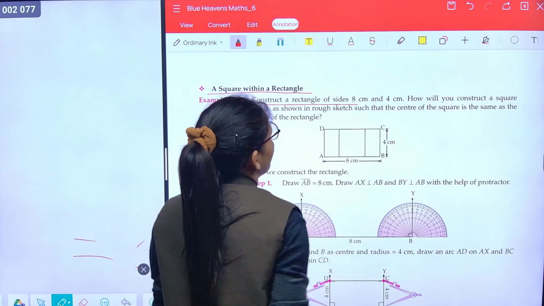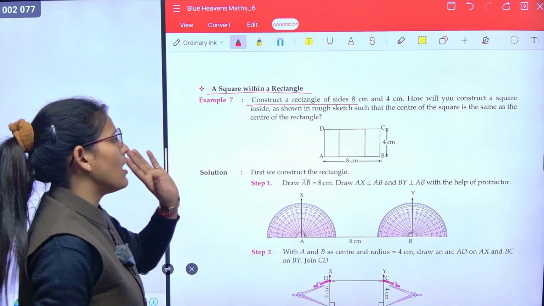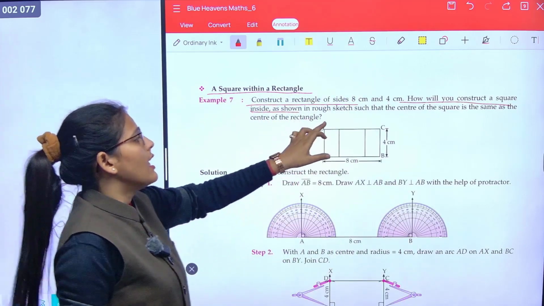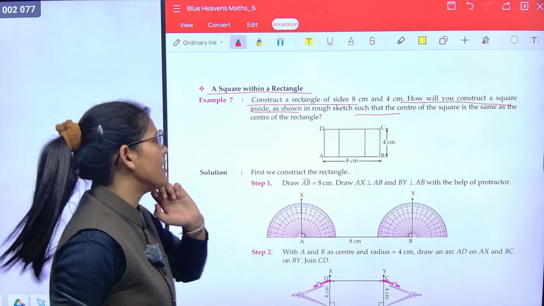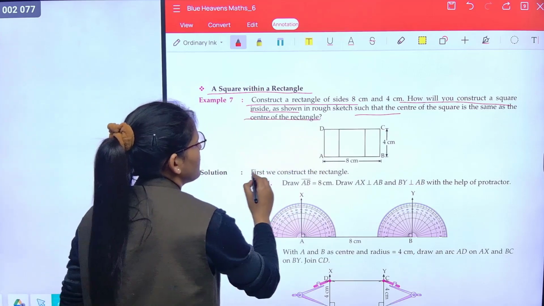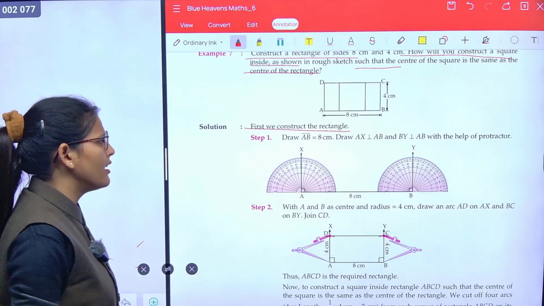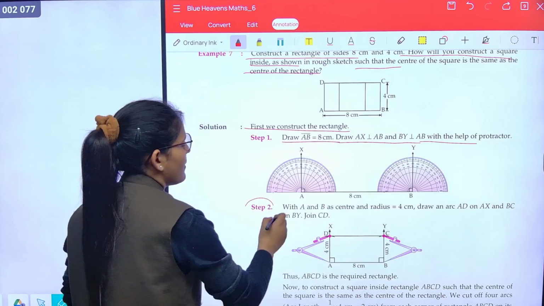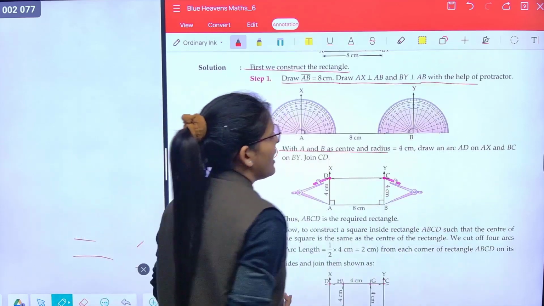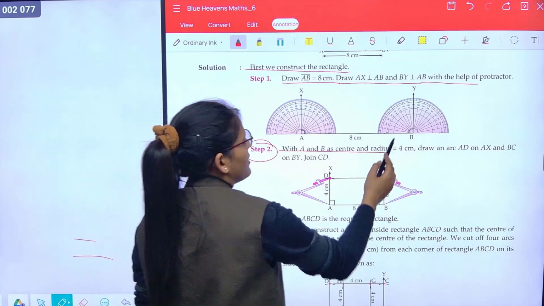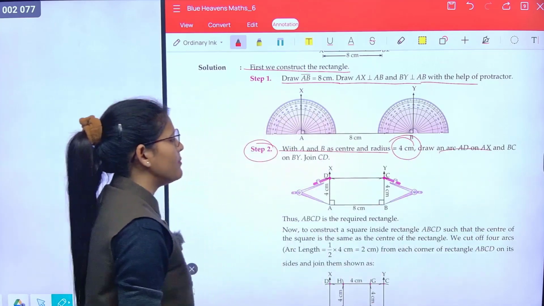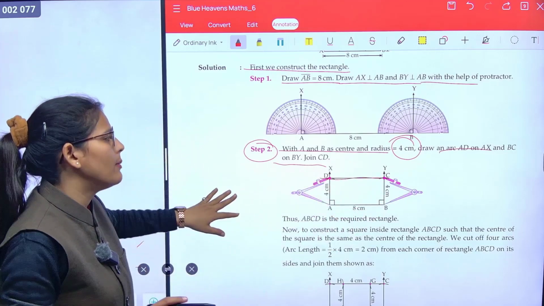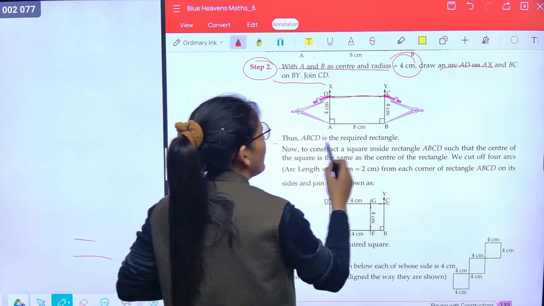Construct a rectangle of sides 8 centimeter and 4 centimeter. How will you construct a square inside, as shown in rough sketch, such that the center of the square is the same as the center of the rectangle? Now class, firstly construct the rectangle. Draw AB 8 centimeter. Now perpendicular with the help of a protractor. Step 2, with A and B as center and radius 4 centimeter, draw an arc AD on AX and BC on BY. Join CD. अब हमने join किया, that is CD. Thus ABCD is the required rectangle.